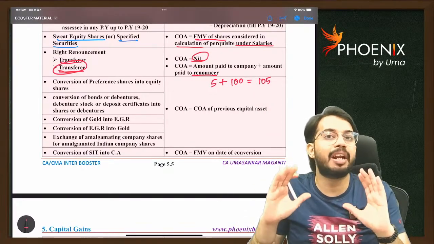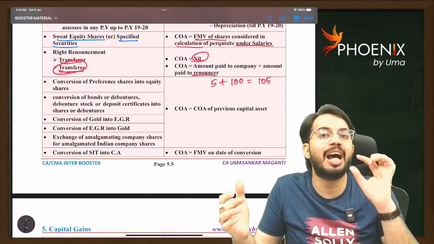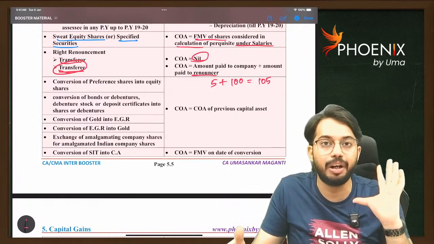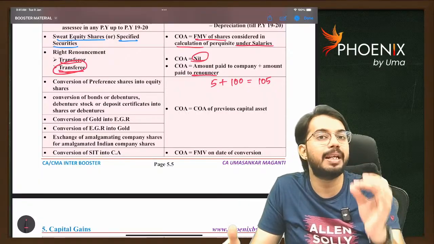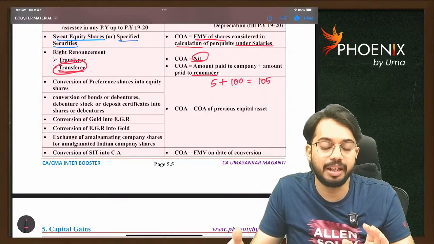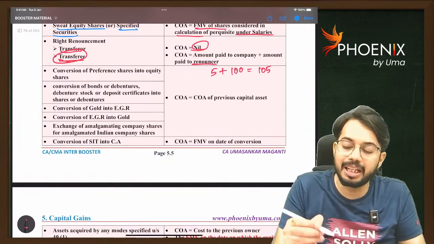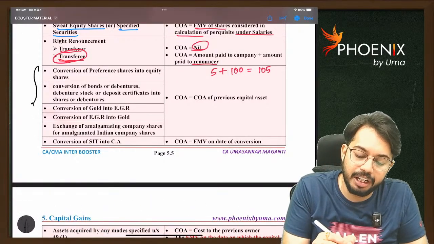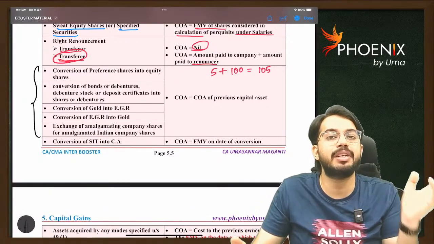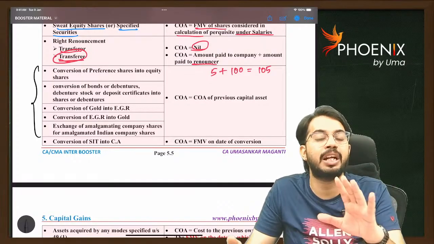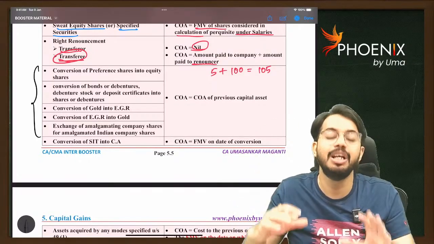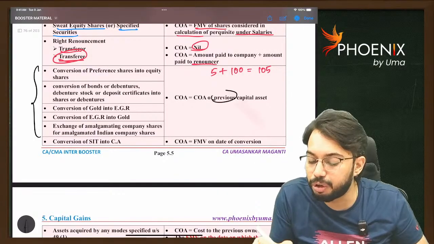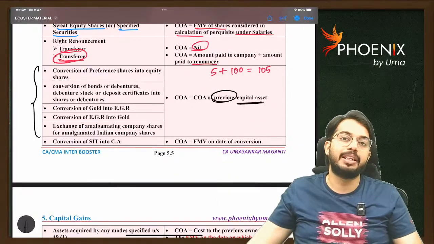So whenever right renouncement is done, cost in the hands of transferor is zero, and cost in the hands of transferee is equal to amount paid to company plus amount paid to renouncer. Is it clear? We have discussed the conversions now. Conversion of preference shares to equity shares, conversion of debentures, bonds, debenture stock, deposit certificates into shares or debentures. So in case of all these conversions, cost of acquisition is equal to cost of previous capital. Is it clear?